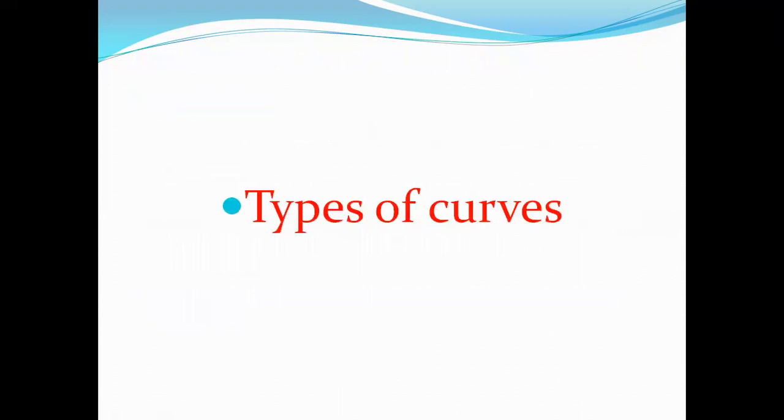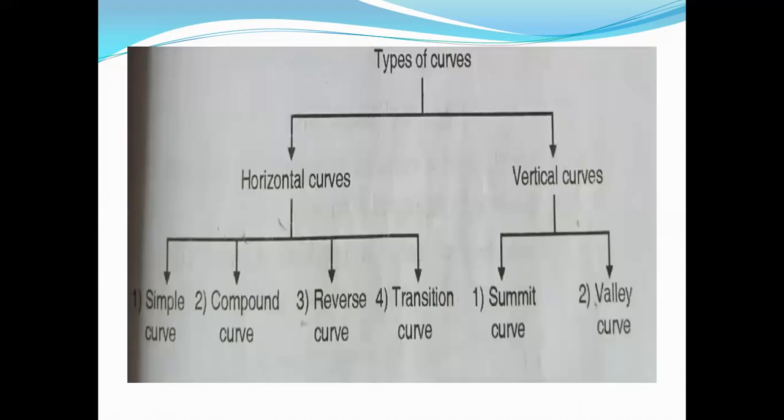Then after functions of curves, the next point is types of curves. There are two main types of curves: first is the horizontal curve and second is the vertical curve. Then the horizontal curve is classified into four types: simple curve, compound curve, reverse curve, and transition curve. Vertical curves are classified into two types, that is summit curve and valley curve.